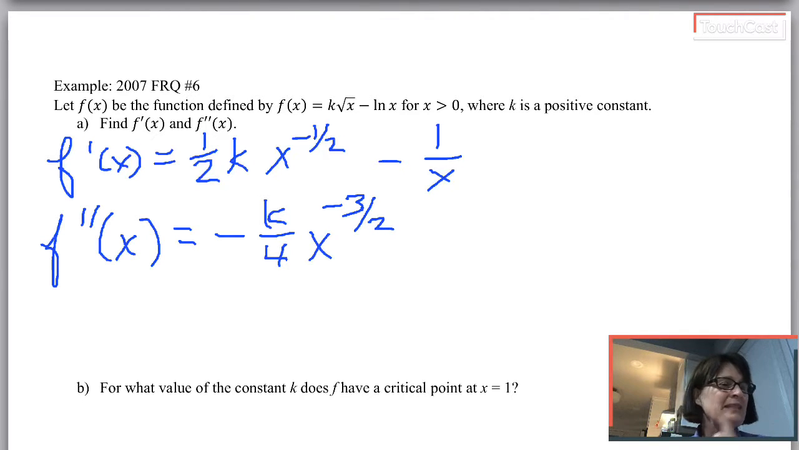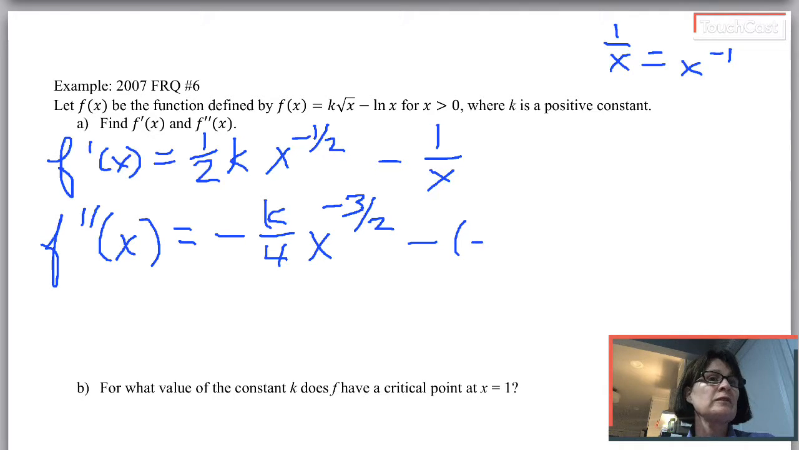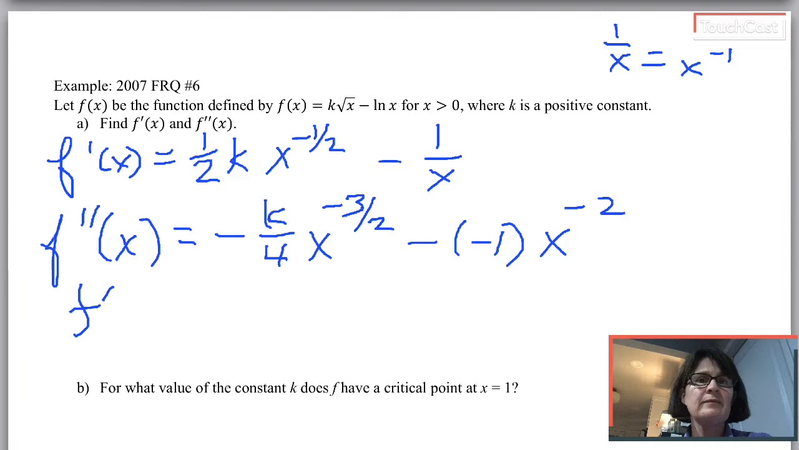I'm going to think of this minus 1 over x as minus x to the -1. So when I take its derivative, this was subtraction. I'll write that 1 over x equals x to the -1. The old exponent's going to come to the front to multiply, and my x is going to get raised to the next smaller exponent.